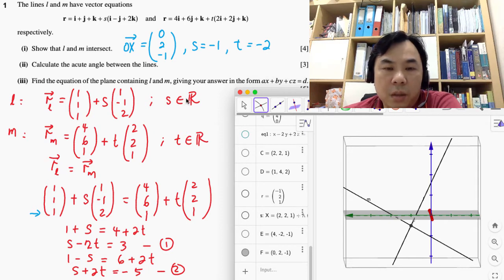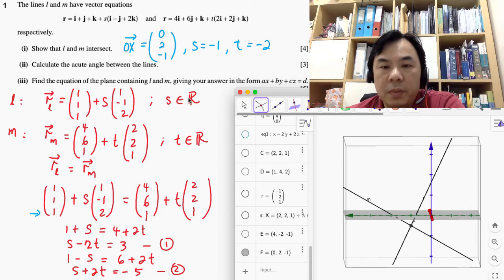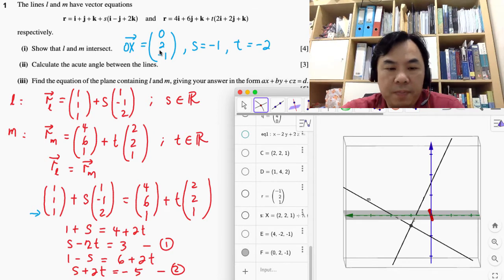Now, this is the algebraic way of verifying that two lines in three-dimensional space intersect with each other, and then where they intersect, what the actual position vector of their intersection point is. I hope that would clear your understanding of lines intersection. Now I'm going to move on to the second one shortly.